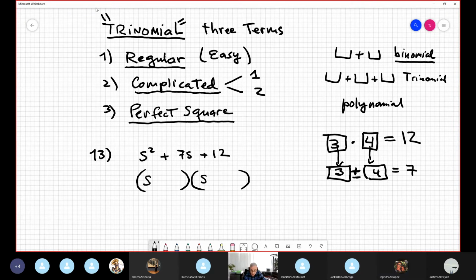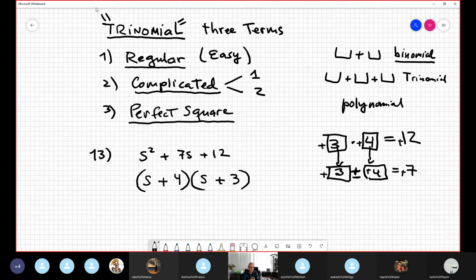Sometimes in another problem, you will see addition or subtraction. In this case it is 4 and 3, and you can put 3 and 4 in either way, in any place. I prefer, I don't know why, to put the bigger first and the smaller second. And the signs are positive. How do you know the sign is positive? Because positive 3 times positive 4 is positive 12, and positive 3 plus positive 4 is positive 7.